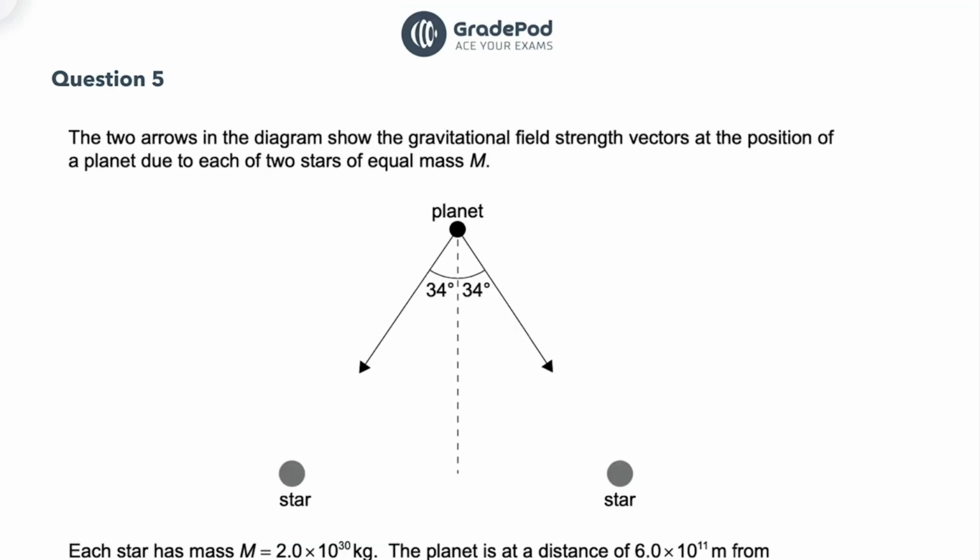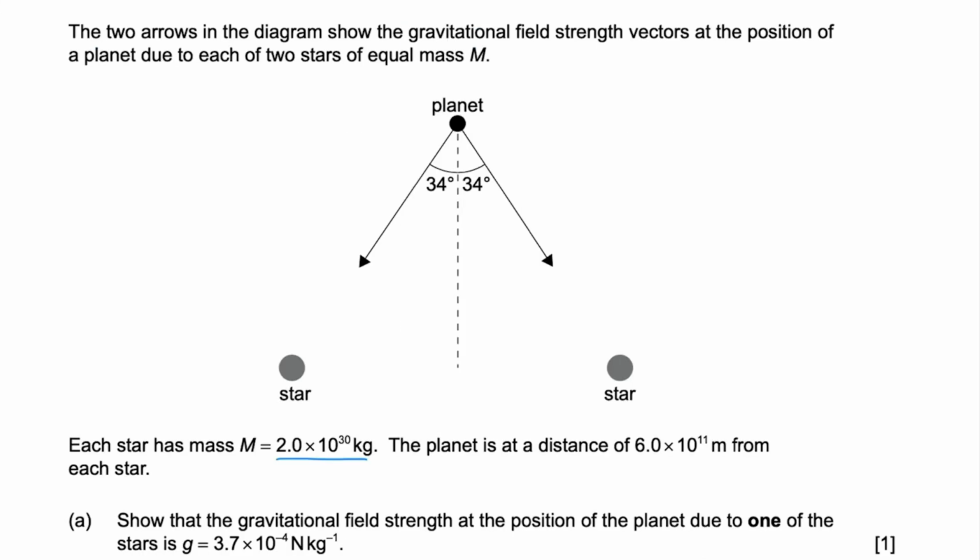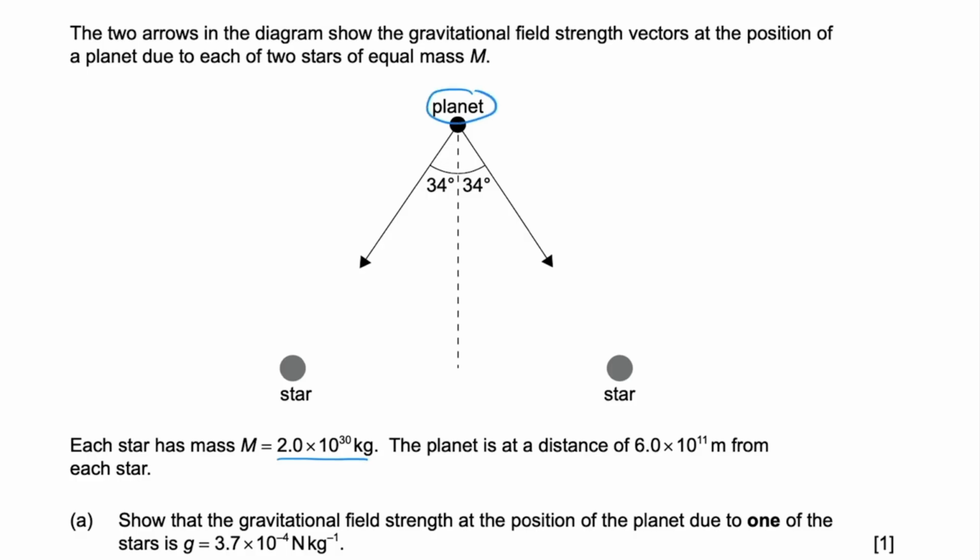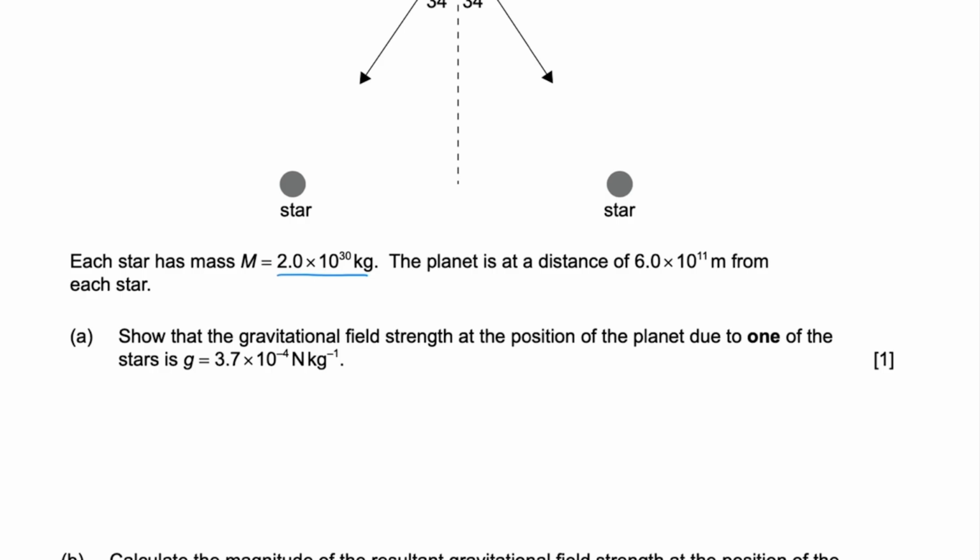Question 5. The two arrows in the diagram show the gravitational field strength vectors at the position of a planet due to each of the two stars of equal mass m. Each star has a mass of 2 times 10 to the 30 kilograms. The planet is at a distance of 6 times 10 to the 11 from each star. So what we're aware of here is the planet up the top is experiencing a gravitational field strength from both stars, and it's equal in value because the masses are the same, the distances are the same, and the angles are the same. A. Show that the gravitational field strength at the position of the planet due to one of the stars is g equals 3.7 times 10 to the minus 4.